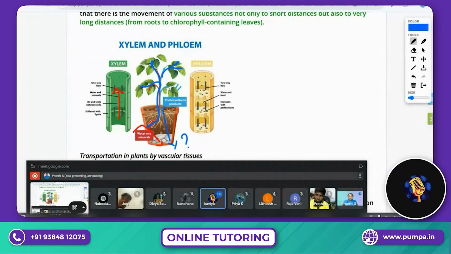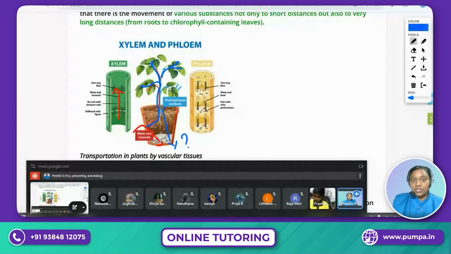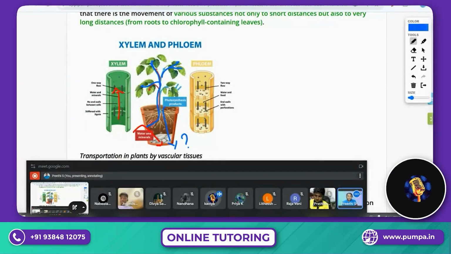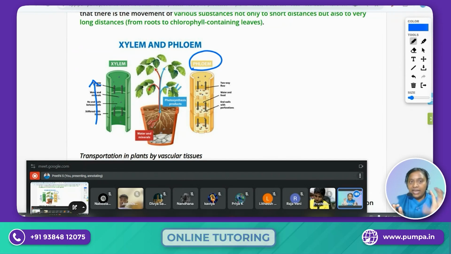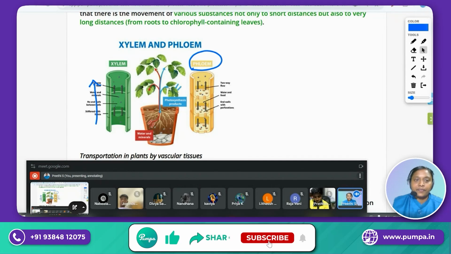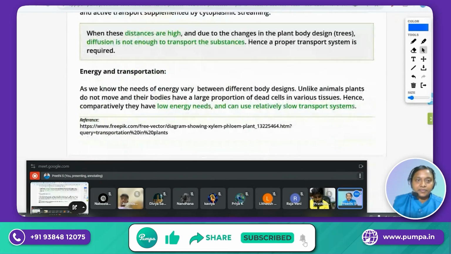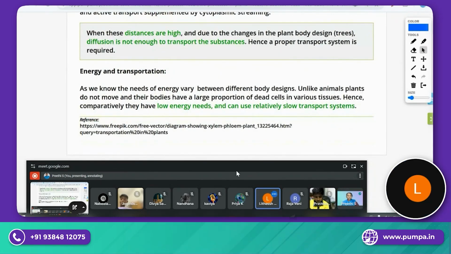Will the water which is absorbed by the plant be returning to the land? No, ma'am. Right, everyone? Because the xylem carries the water in one direction only. But in the case of phloem, it is not like this. It will be bidirectional. So any doubts as of now? No, ma'am.